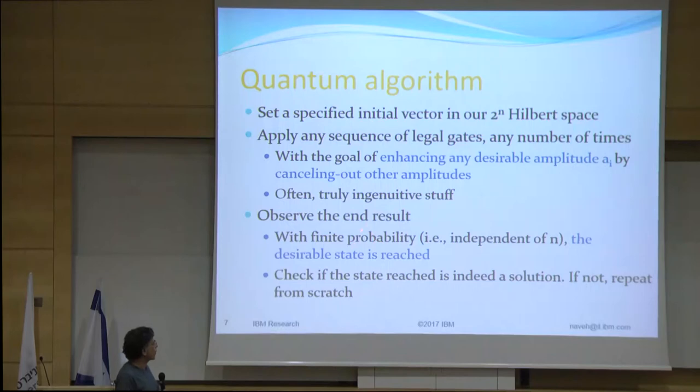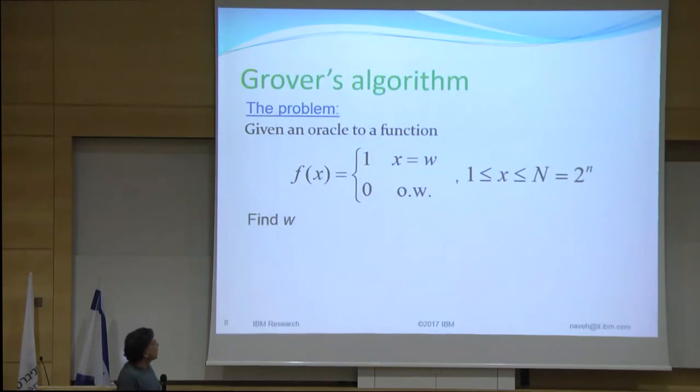Now, with finite probability, finite means it does not go to zero when n, the input, goes large, goes to infinity. If we designed it correctly, with finite probability, not zero, we will see the desirable state. And this is good, because if we can check if we are at the desirable state, if we are there, fine. If we are not there, just repeat it. Since this is not going to zero, then in a finite number of iterations with probability 1, we will reach our result.